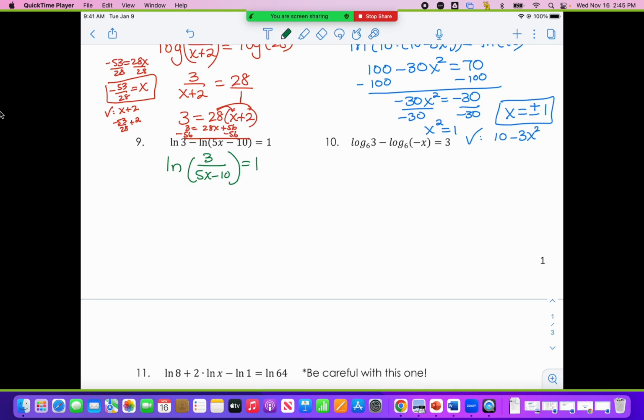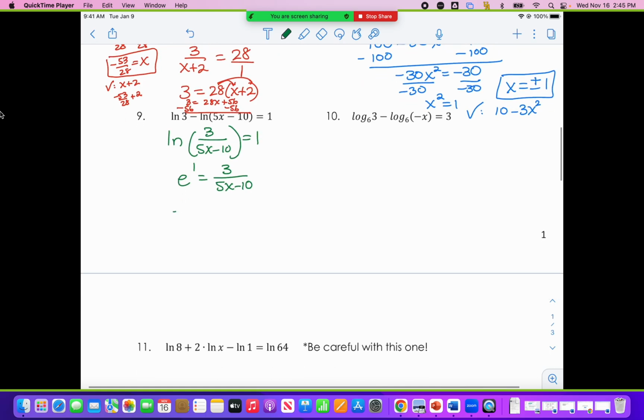Rewrite it in exponential form. Now, what's the base for natural log? E. So this is e to the 1 equals 3 over 5x minus 10. Now, e is a number, right? E is like pi, but e is 2.718 and some other numbers. So it's just a number when it's e.